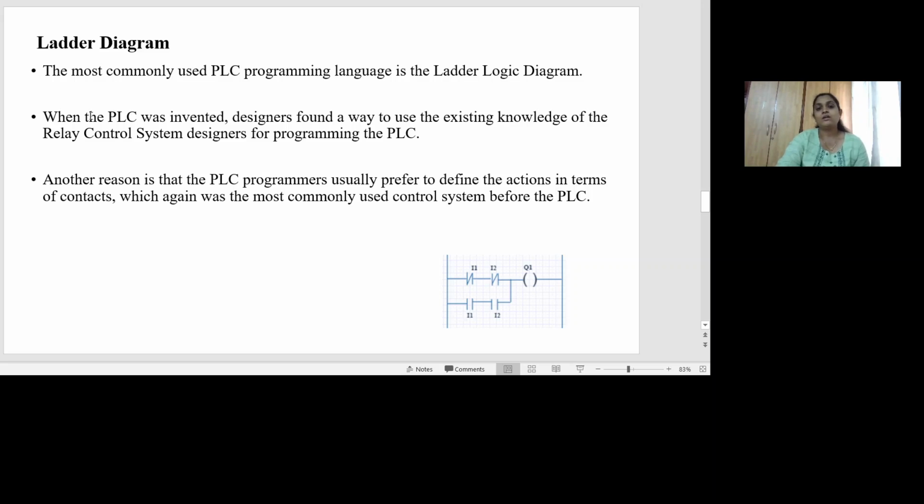And in the ladder diagram, we will be using the fundamental parts like the rungs and rails.